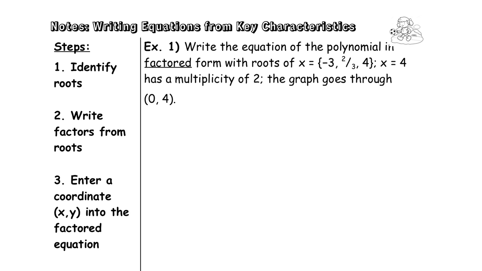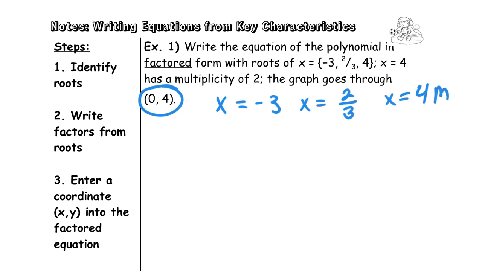So we're going to look at writing equations. They're giving us some information, and we're going to have to put this together as an equation. Notice they're always giving us this additional point. We can use that additional point to find our a value. So it says write the equation of the polynomial in factored form with roots of x equals -3, 2/3, and 4. So that means I have x equals -3, x equals 2/3, and x equals 4.